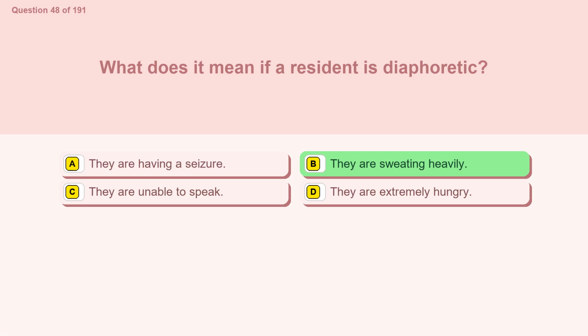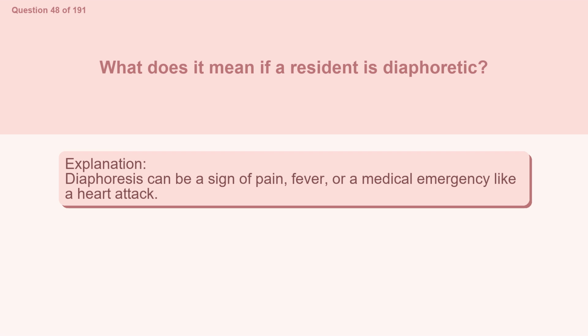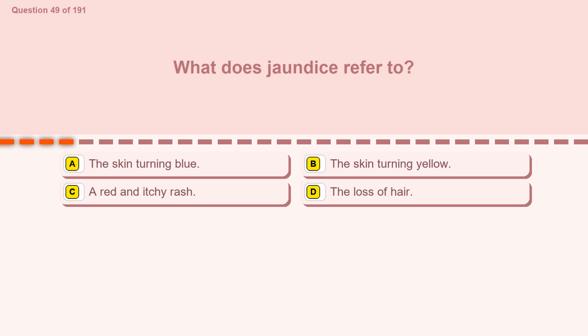The correct answer is option B. They are sweating heavily. Diaphoresis can be a sign of pain, fever, or a medical emergency like a heart attack. Question 49. What does jaundice refer to?